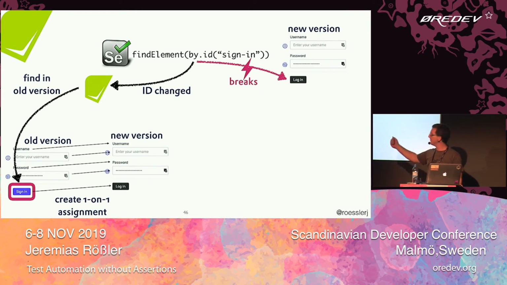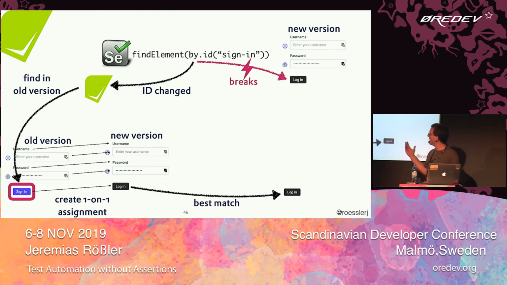So even if a couple of things change, like here it's ID and text and color, it's still the only button that changed. If you make the one-on-one assignment, it has to be that, right? There's nothing else that changed, so it has to be that, which means this is the best match. So we return it, in that case to Selenium, and just use the new element, and the test doesn't break.